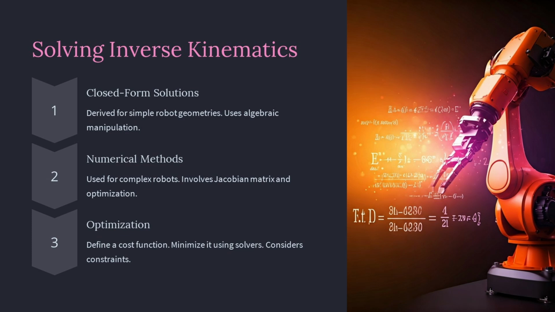Another approach is to formulate inverse kinematics as an optimization problem. We define a cost function equal to the squared distance between the current tool position and the desired tool position, plus a regularization term equal to a penalty weight times the squared distance between the joint angles in a preferred reference posture. We then use standard nonlinear optimization solvers, such as Levenberg-Marquardt or sequential quadratic programming, to find the joint angles that minimize that cost subject to constraints such as joint limits and collision avoidance.